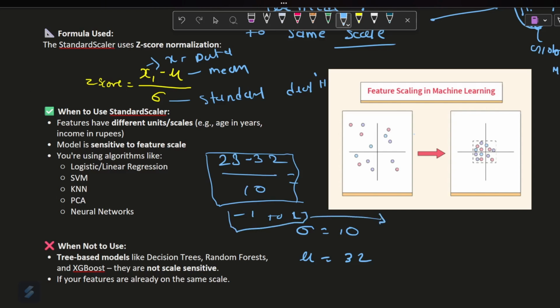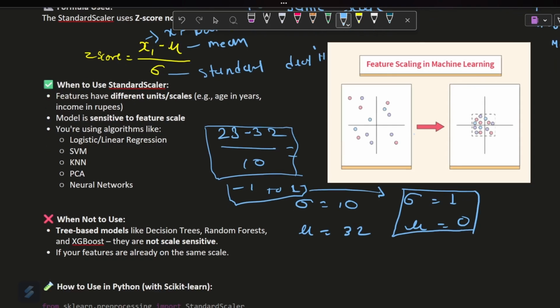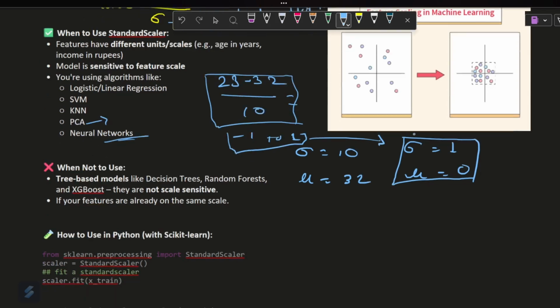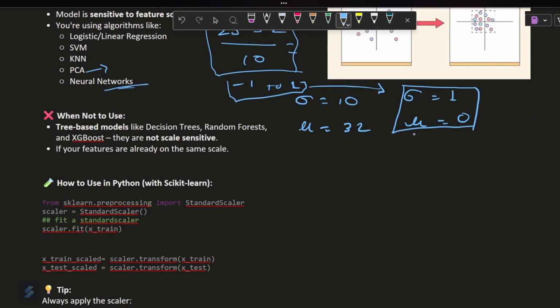In that particular case, the standard deviation is equal to 1 and the mean is 0 after scaling. This is clear, and you will always see this. Similarly, the models sensitive to feature scale are logistic regression, linear regression, SVM, PCA, and neural networks as well. When not to use the standard scaler: decision trees, random forest, and XGBoost are not scale sensitive.